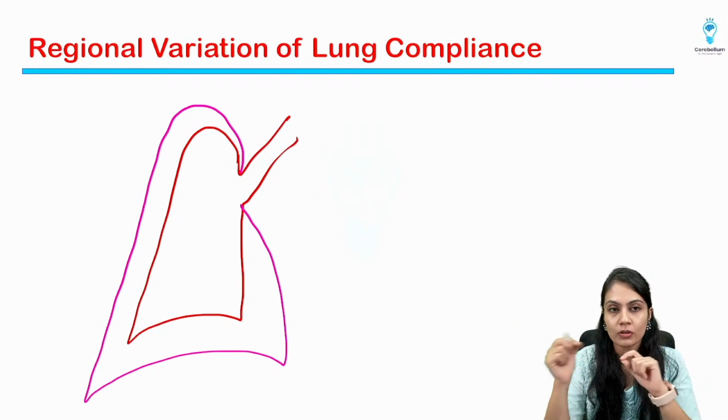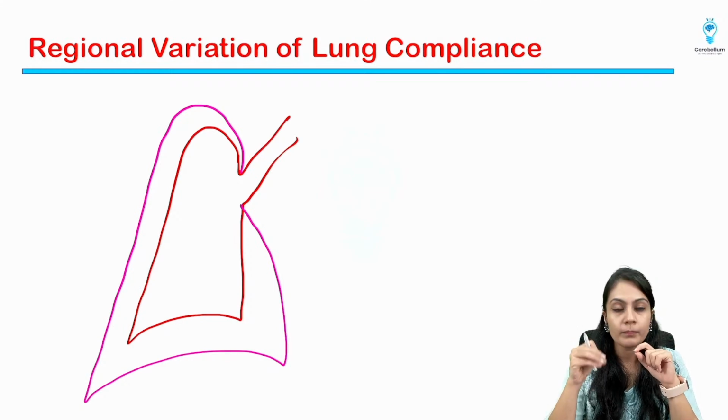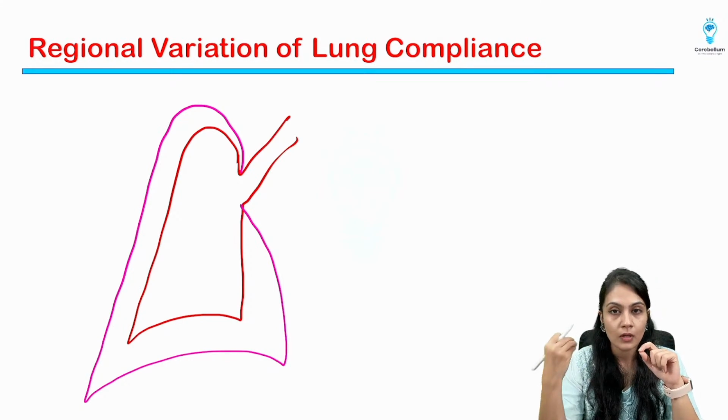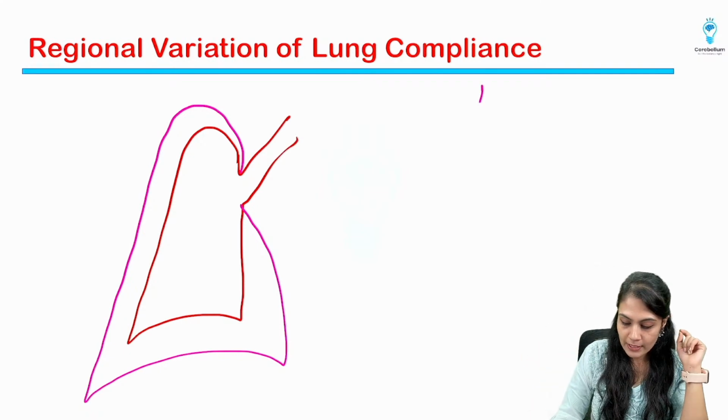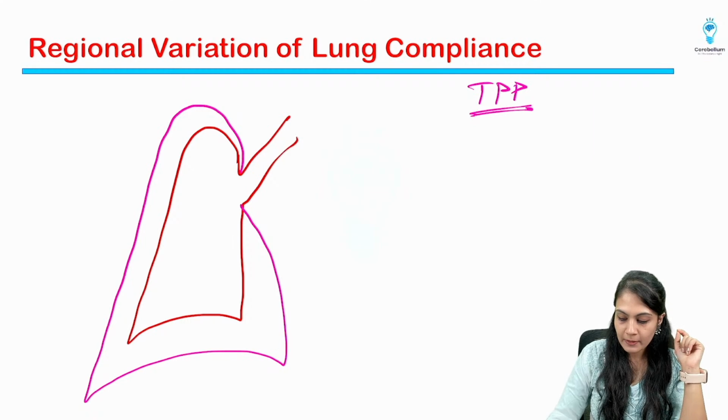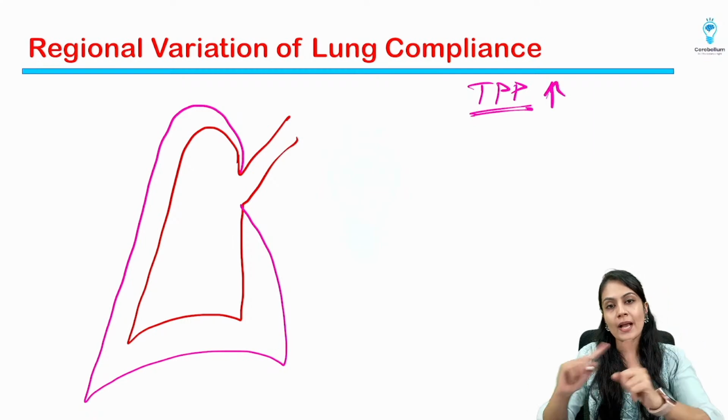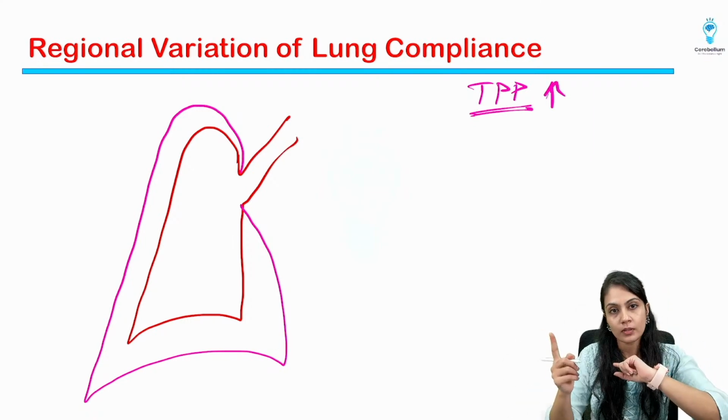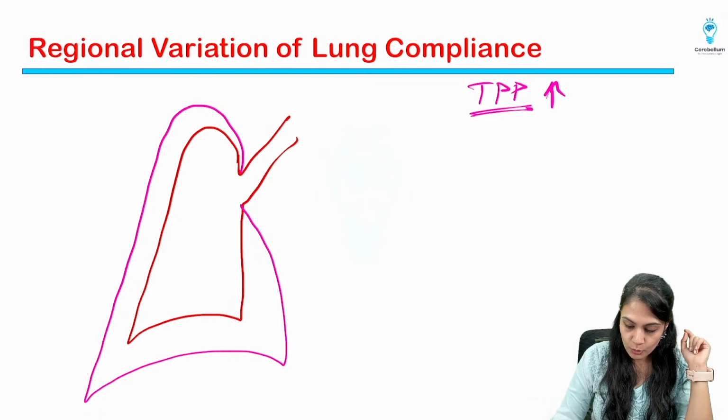Compliance is mainly based on the pressures which are present and the volume which is going to be changed, right? And that is mainly dependent on transpulmonary pressure, and transpulmonary pressure should be more so as to have a change in the volume, right? So transpulmonary pressure should be more, then more volume change will be there, right?